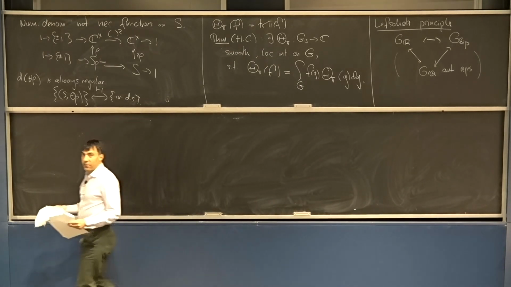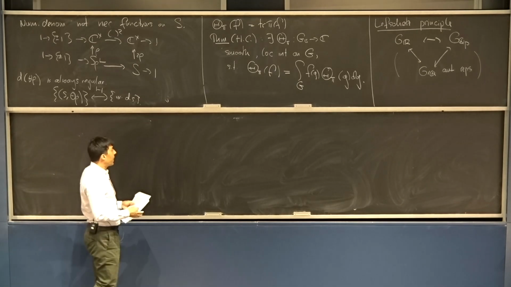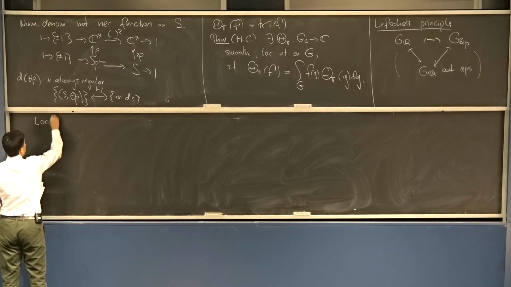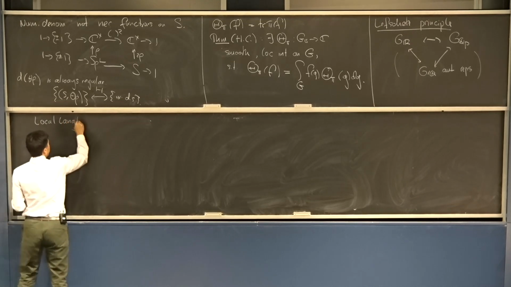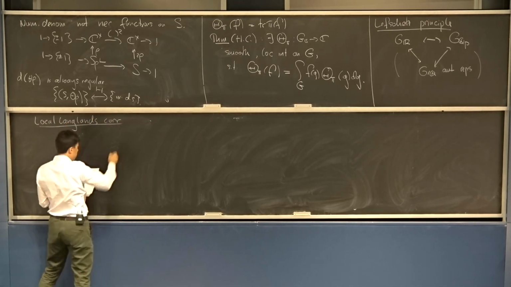OK, this is as far as classifying representations is concerned. Now, let's look at the local Langlands correspondence in the real case, specifically for discrete series.